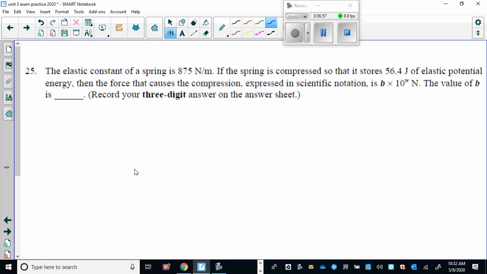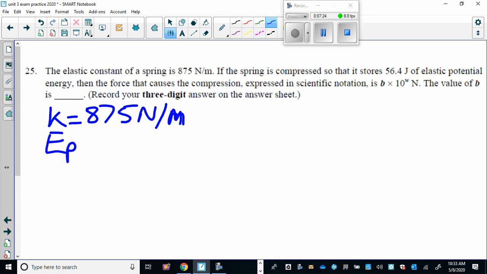On to number 25. The elastic constant of a spring is 875 newtons per meter. If the spring is compressed so that it stores 56.4 joules of elastic potential energy, then find the force that causes the compression. So we're given a K value. We're given the elastic potential energy that the spring stores, and we're asked to find force.